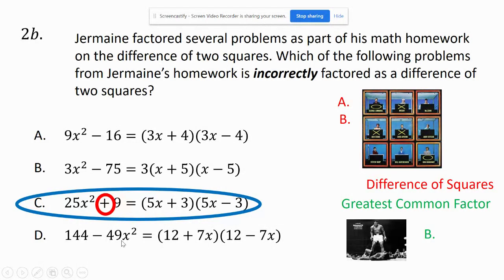And if you did look at D, they're just written kind of backwards from what we're used to, but the square root of 144 is 12, and the square root of 49 is a 7x, and one would be positive and one would be negative, so D is also a difference of squares.